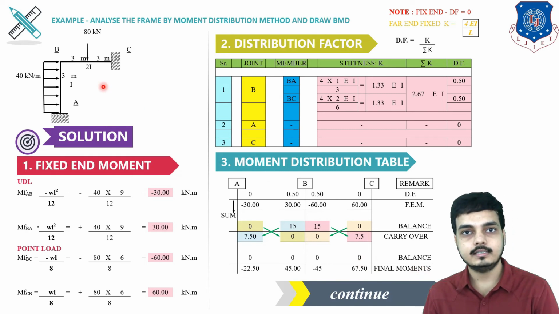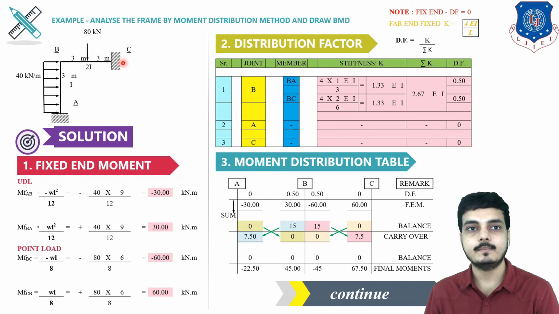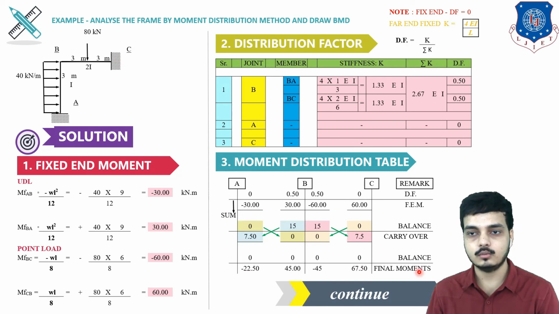Now we need to check that this is a simple support, so the algebraic sum of moments should be equal to 0. Here you can see plus 45 minus 45. It will be 0 and our sum is correct. If it is not coming to almost 0, then you have to repeat this process further. As here all values are coming 0, we do not need to repeat the process. Here it is minus 22 and here it is 67 over the support, which can resist because it is a fixed support.